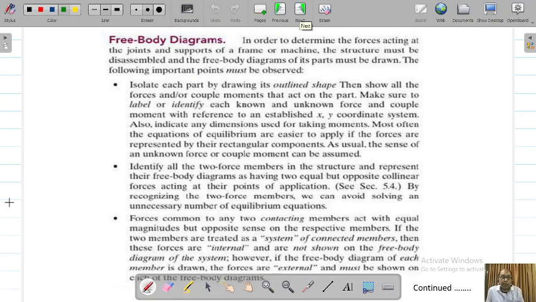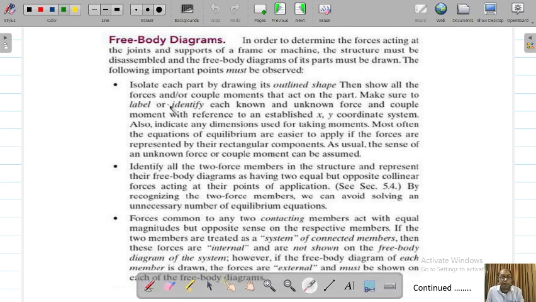So again, here, if you look at it, these are the conditions. Whenever we analyze, I'll show you the example which is coming after this. You need to isolate each part of the drawing, its outline shape. This is very important. You have to make sure you label and identify each known and unknown force, along with the specific coordinate system.